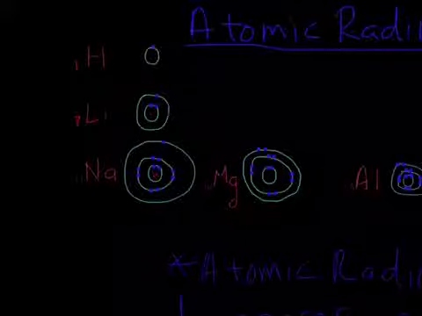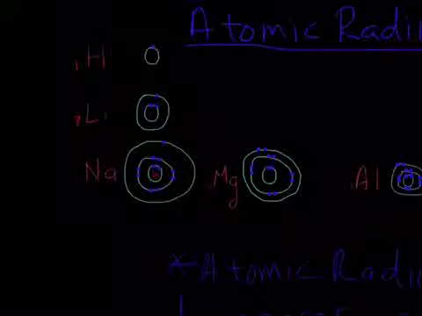It has a very strong pull on this first shell of electrons. It has a weaker but still strong pull on the second level because it has 11 protons. But that very outer shell is farther away from the nucleus, so it's not going to have as much of a pull on that. It's going to be a lot easier for this to float out into space and to actually leave. So this atomic radius is larger.